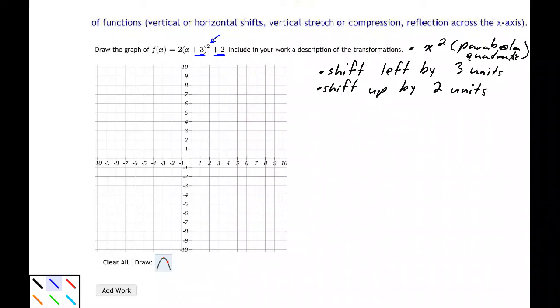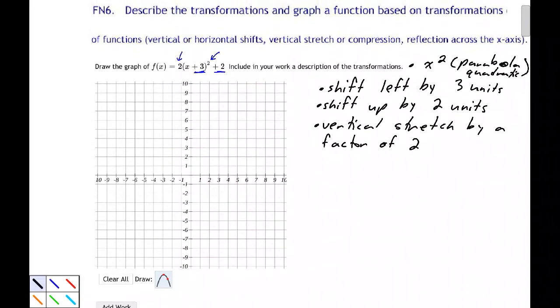And finally, we have this 2 that's multiplied by x plus 3 squared. That indicates that we have a vertical stretch by a factor of 2. Now, if that were, for instance, a negative 2, that would also indicate we have a reflection across the x-axis. So we have vertical stretch, we have a horizontal shift left by 3, and a vertical shift up by 2.